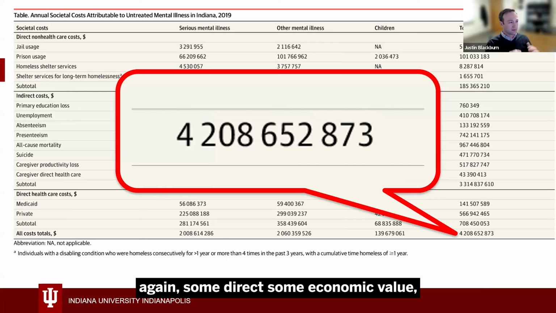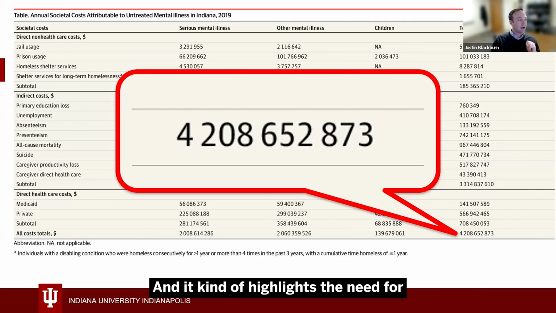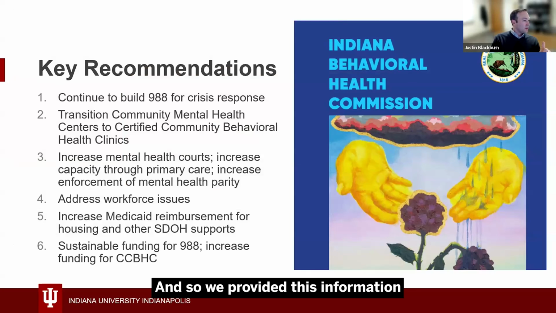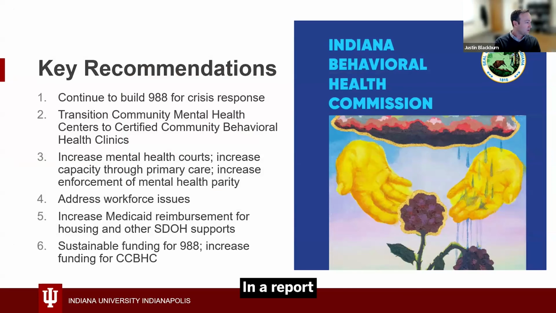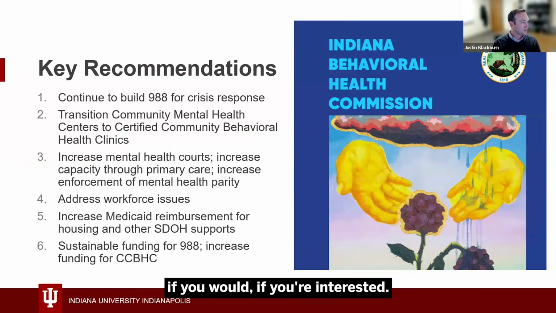Again, some direct, some economic value, some indirect type costs. It's a really big number, and it kind of highlights the need for action, in our opinion. And so we provided this information to the Behavioral Health Commission, and they compiled other reports, right? This wasn't their only mandate. They had other reports that they compiled and made recommendations. And so they put this all together in a report that came out. I think I saw somebody link that, and I've got a link at the end if you're interested.